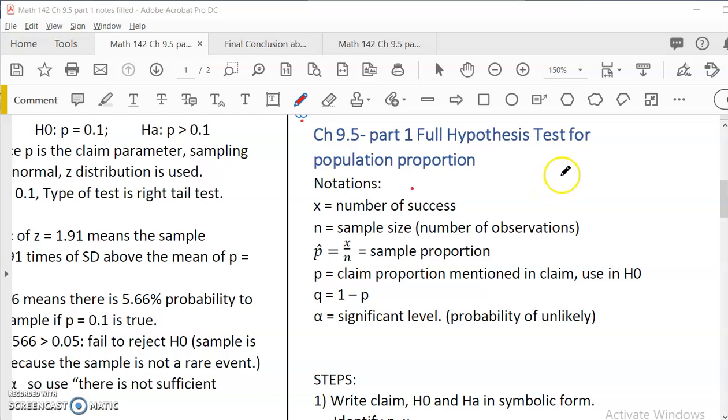Now we're going to do the whole thing but concentrating on testing for population proportion. So whenever we are testing for the percentage of a category, it is a test for proportion.